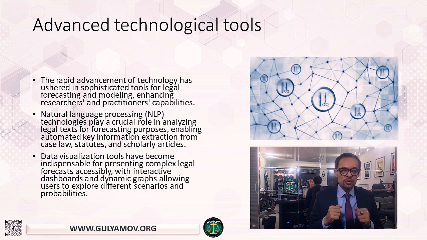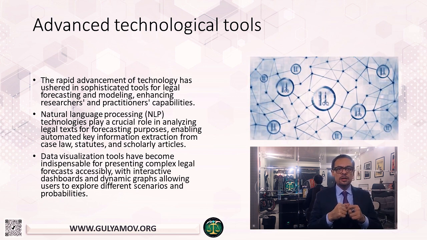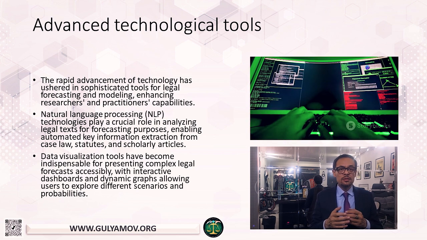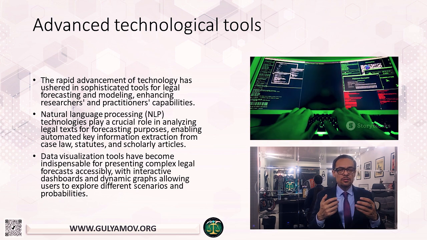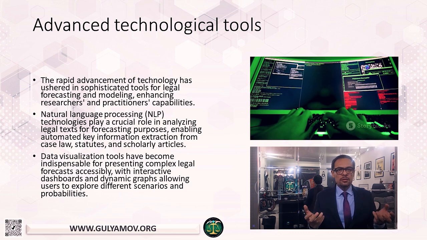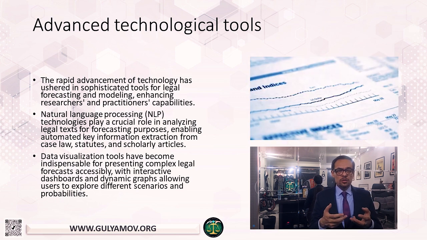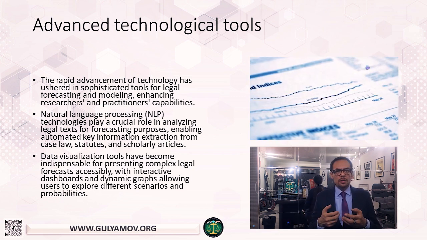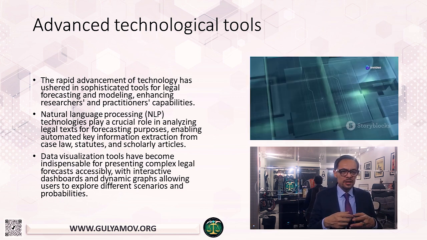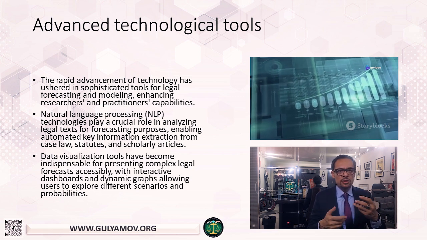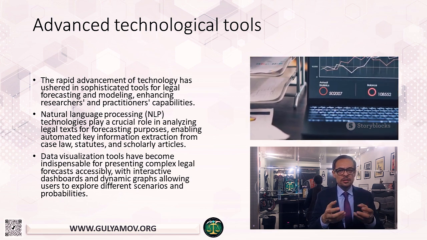The rapid advancement of technology has ushered in sophisticated tools for legal forecasting and modeling, enhancing researchers' and practitioners' capabilities. Artificial intelligence and machine learning platforms have emerged as powerful engines for legal prediction, capable of processing vast legal data amounts to identify patterns and generate forecasts. For example, AI-powered tools have been developed to predict patent litigation outcomes with high accuracy, analyzing factors such as patent characteristics, litigation history, and judge tendencies.